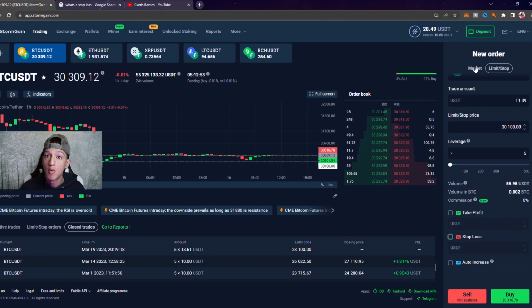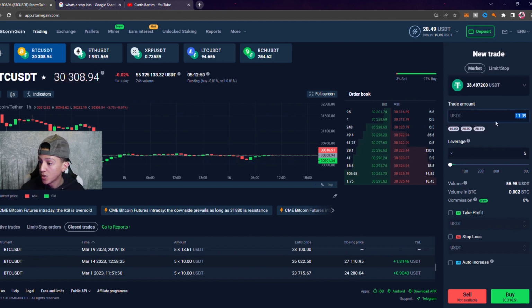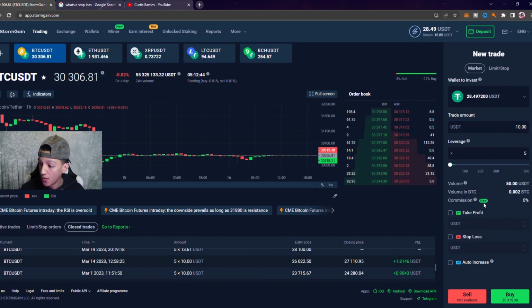So for this video, I'm just going to do a market order as an example. I'll be going in with 10 USD on this account with the leverage of 5. I want to take the profit at $4 on this trade, and that will be 40%. I want to take a stop loss at $4 also. So basically on this account, if Bitcoin goes down, I will only lose 6% if Bitcoin goes to that price. And if it goes up by 40%, I will take a profit of $4.